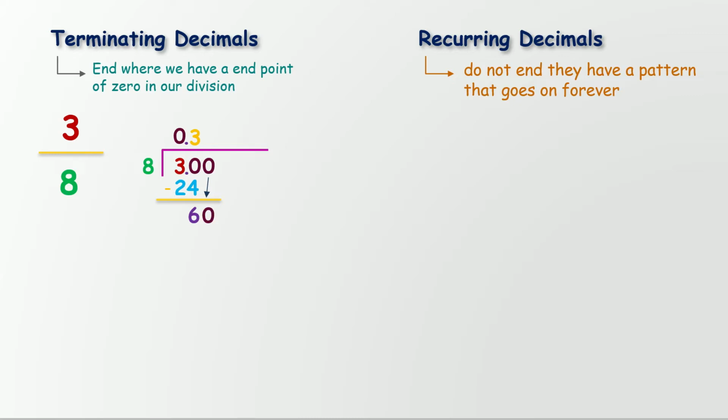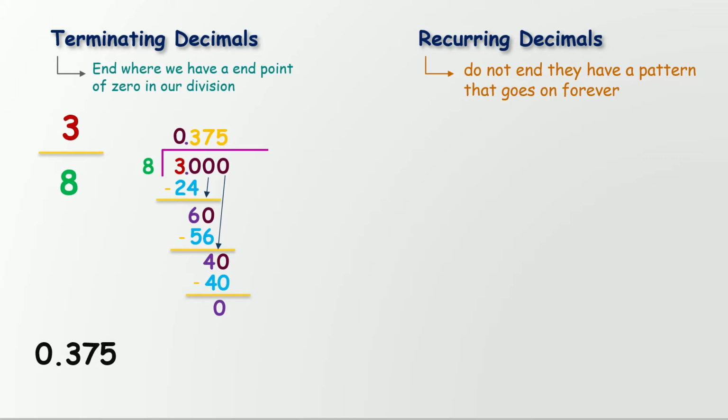How many whole groups of 8 in 60? That would be 7, because 7 times 8 is 56. So bring that down and we subtract the two numbers, 60 minus 56, which then gives us a 4. We then take another placeholder 0 and bring it down. So now we get 40. So the question here is how many whole groups of 8 are in 40? We would say 5, and 5 times 8 is 40. Subtract the two and we get 0. So our final answer is 0.375.